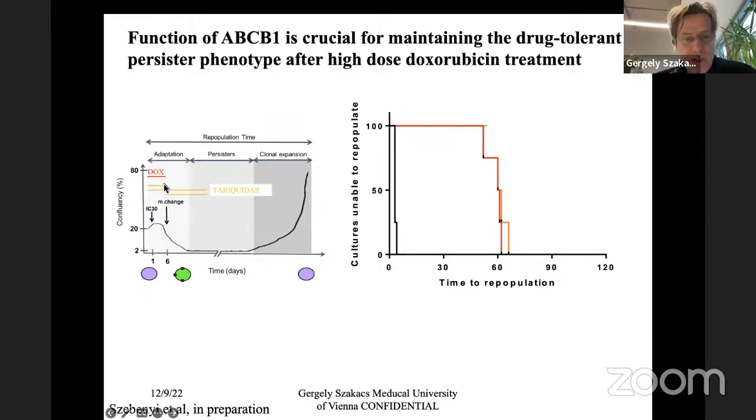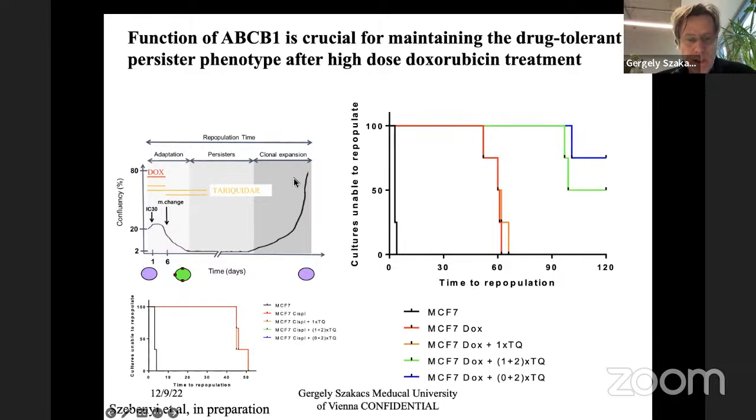So when we added tariquidar together with doxorubicin, there was no difference in this repopulating time, indicating that there was no effect of just adding an inhibitor to cells which do not express any transporters. But when we added inhibitor to the cells after the drug has been removed, so at the persister stage, you can see that it took much more time for the cells to recover, indicating that induced expression of PGP in persister cells provides a vulnerability that you can exploit by the inhibition of PGP.